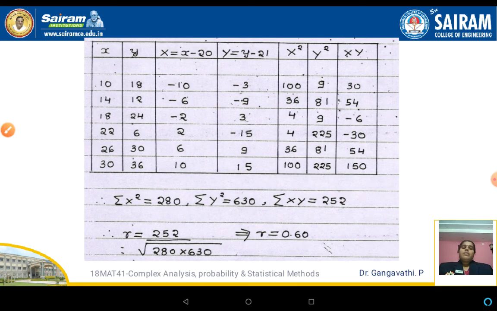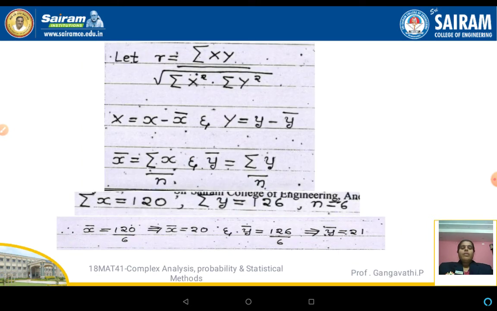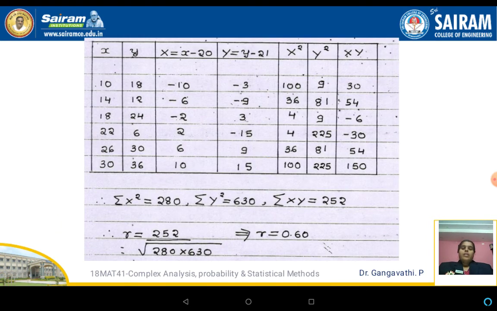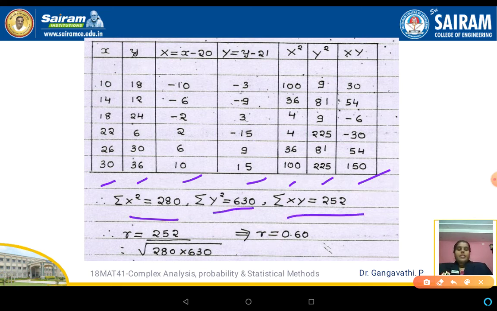So construct a table which fulfills all our requirements, with the given values of x, the given values of y, capital X values, capital Y values, X square values, Y square values, and XY values. When we add all those, we get summation X square is 280, summation Y square is 630, summation XY is 252. Substituting all these values in the expression of correlation coefficient r, we get the value of r as 0.6.